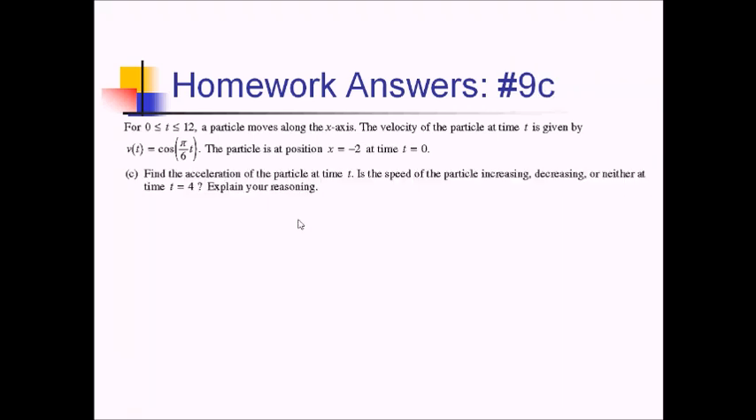On this part of the problem, they want the acceleration of our particle at time t, and then they want to know if our speed is increasing or decreasing or neither at time 4. So first we need to write the formula for acceleration. That's going to be v prime of t, which is going to be, let's see, we have a chain rule, so pi over 6 times negative sine of pi over 6 t.